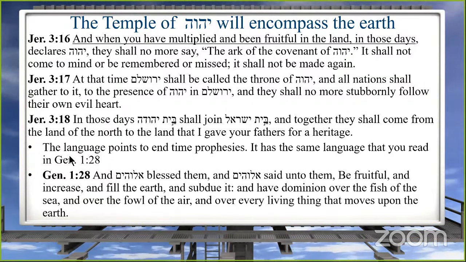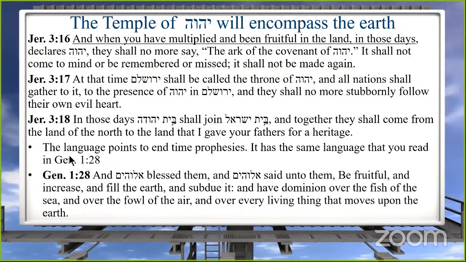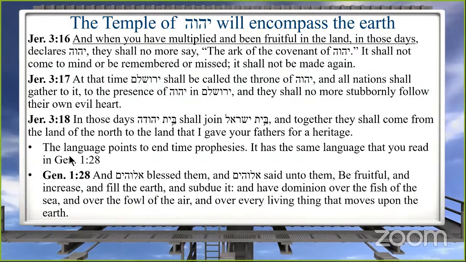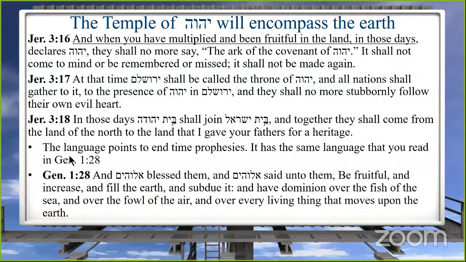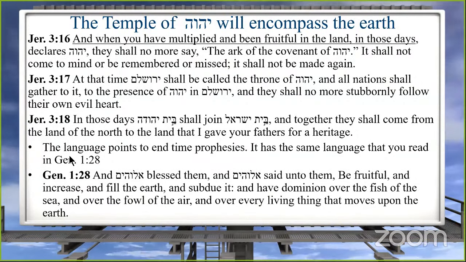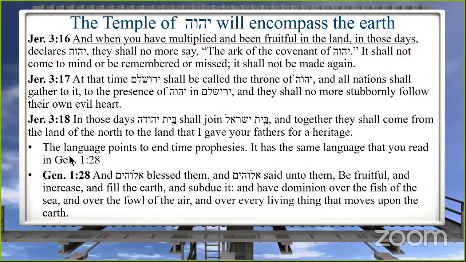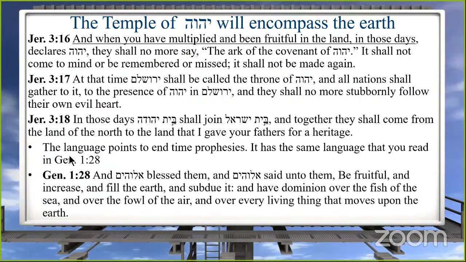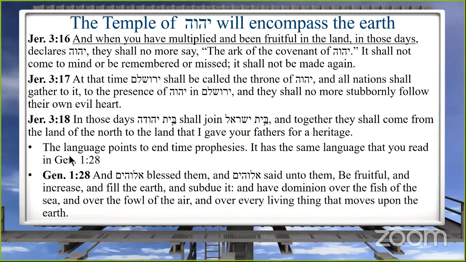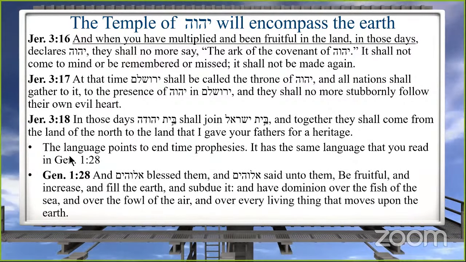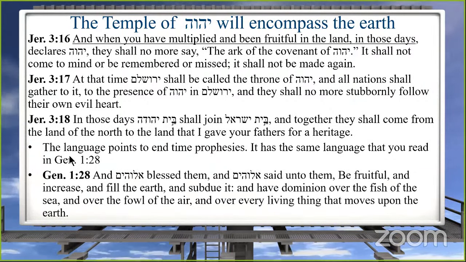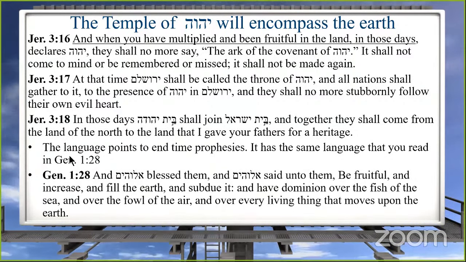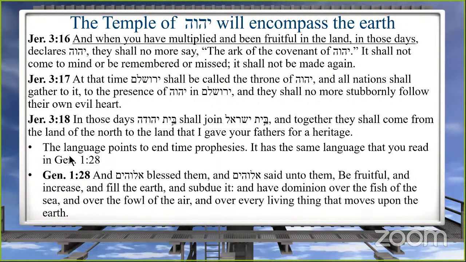Verse 17 says, and at that time, Jerusalem shall be called the throne of Yahuwah. And all nations shall gather to it, to the presence of Yahuwah in Jerusalem, and they shall no more stubbornly follow their own evil heart. In those days, Beit Yehuda, the house of Yehuda, shall join Beit Yisrael, the house of Israel, and together they shall come from the land of the north to the land that I gave your fathers for a heritage. So my quick notes here is the language points to an end time prophecy.